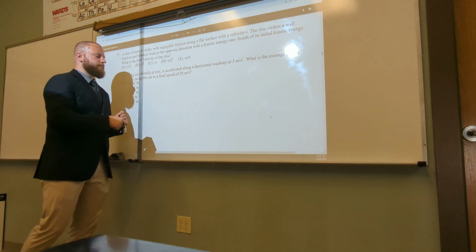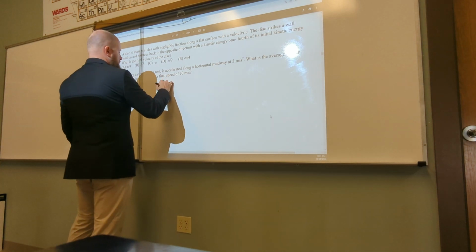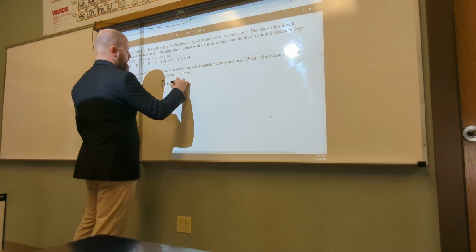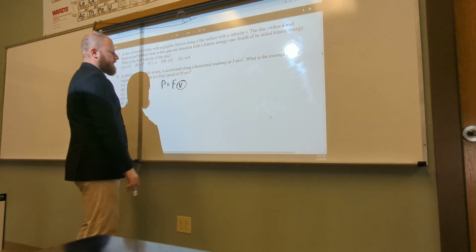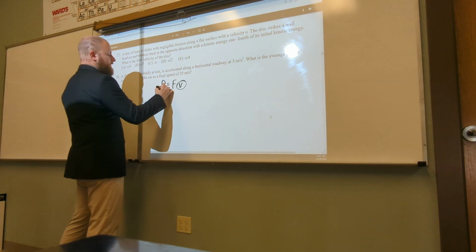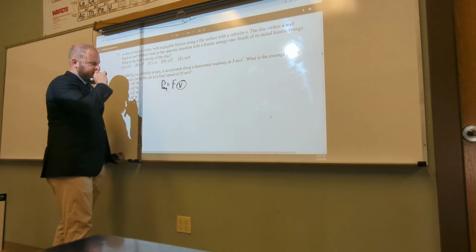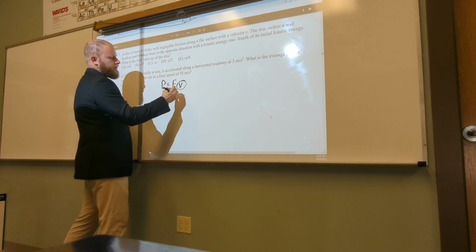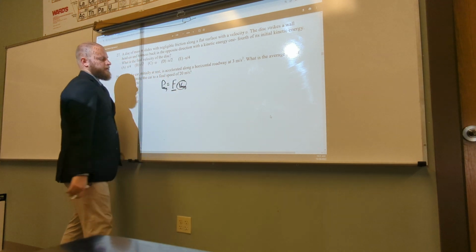So, power. In this one, we're going to use force times velocity. Now, this velocity, you might ask, it's changing, right? But it actually wants to know the average power here, which means force is constant. So we actually need the average velocity.